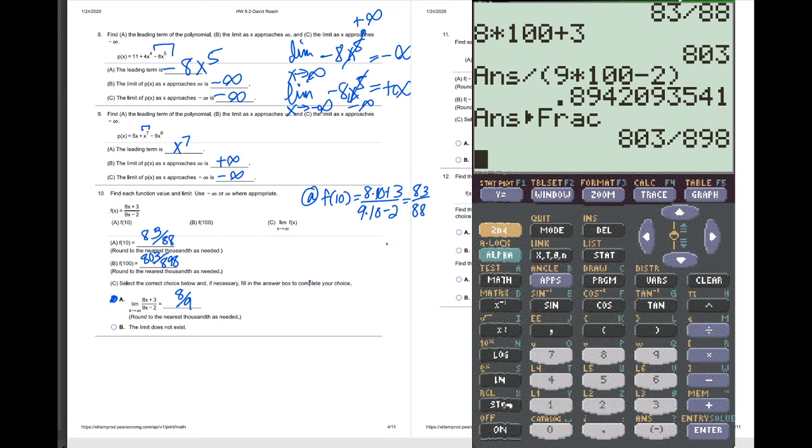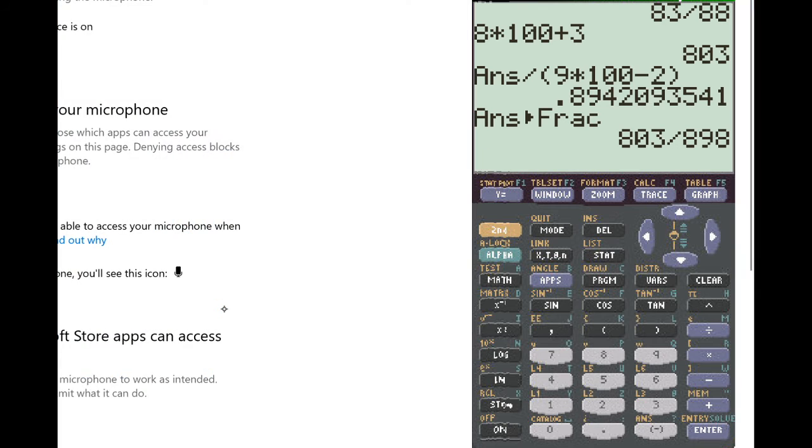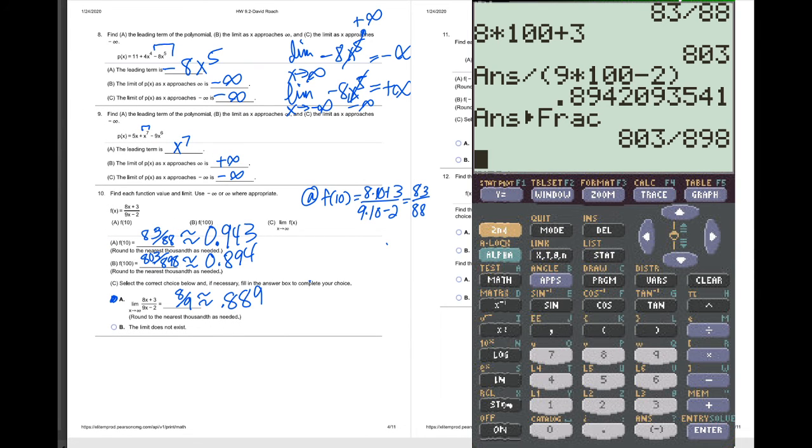I didn't see that. They want these in terms of decimals. So let's fix that real quick. This is approximately 0.899, and they want it in the form that they asked for. So you've got to pay attention to those parentheses. I wasn't quite paying attention there. Okay, I'm getting them mixed up. All right, sorry. This is 0.943, and this is 0.894, and then this is approximately 0.889. All right, and so that's what they're wanting, rounded to the nearest thousandth as needed. So even though the fractions are a little more accurate, they were wanting those specifically.